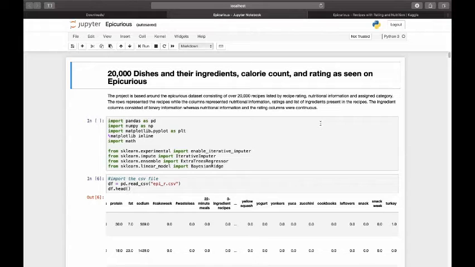I'll be explaining over the code. So our data set is called the Epicurious recipes data set, and we got it from Kaggle. The project is based around the Epicurious dataset, and it consists of over 20,000 recipes listed by recipe rating, nutritional information, and assigned category.